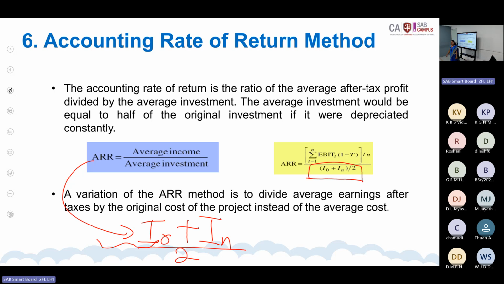How can you take the average income? Average income means profit here. If you are considering the profit, you have to consider the tax also. Therefore, earnings before interest and tax minus the tax amount, divided by the number of years, gives us the average income. Here, earnings before interest and tax minus tax, and then divide it by the number of years and then take the total of it.